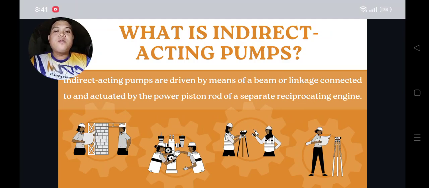Driving means controlled, meaning it is controlled by a different engine to make the rod or lever move. The rod is like a beam linkage. Through that rod, the motion is transferred to the pump. This motion makes the pump work without being directly powered. There are two types of indirect acting pumps, the single acting and the double acting pumps.